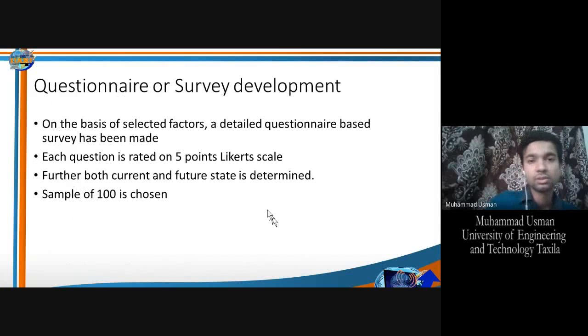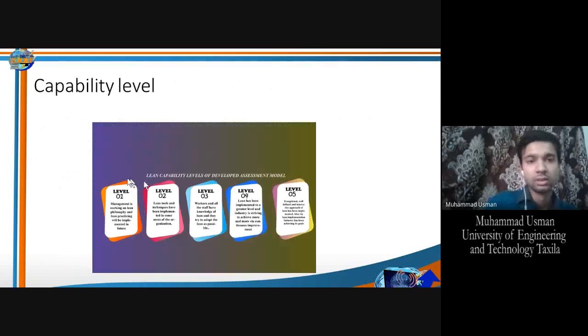Next is questionnaire development. On the basis of selected factors, a detailed questionnaire-based survey has been made. Each question is rated on a 5 point Likert scale. The capability model is shown in the next slide. Further, the sample size chosen is 100. Capability level means each question is rated on five levels: level 1, 2, 3, 4 and 5. Level 1 is initial, meaning lean is in an initial state, while level 5 means lean is practically implemented.